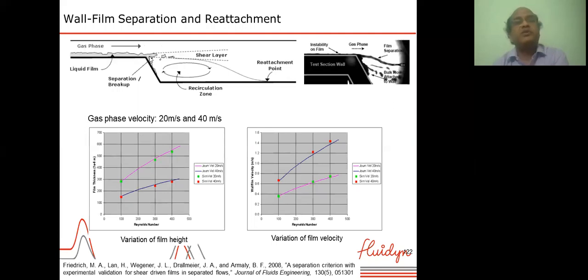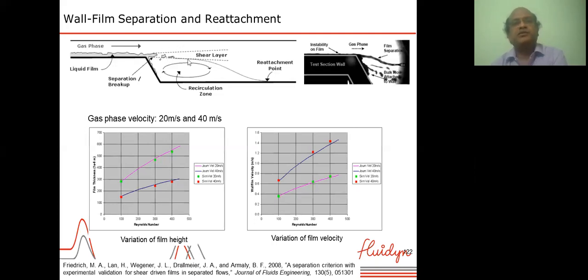At the corner, a part of the liquid goes straight, and some part of it remains attached to the wall. After detachment, there is a shear layer. This film may get disintegrated or broken up to form droplets. So we can use the Eulerian framework, the 2D wall film model, in this region. And it is also used for the region where the film remains attached to the wall.